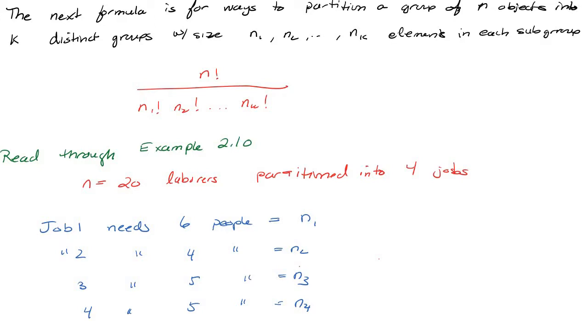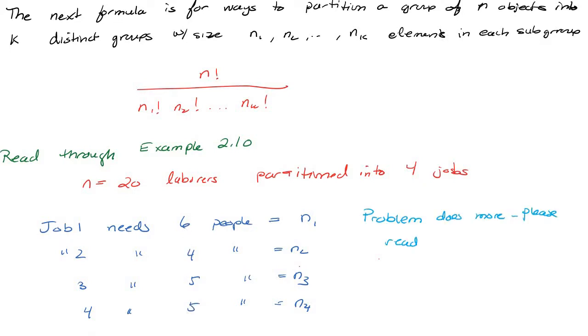This is me figuring that out. I guess the hard part of this is knowing I need to use this formula. How do I know that? Well, I know that because I have 20 people, and I'm breaking them up into a group of 4 jobs, and the 4 jobs have those 20 people scattered around in them.